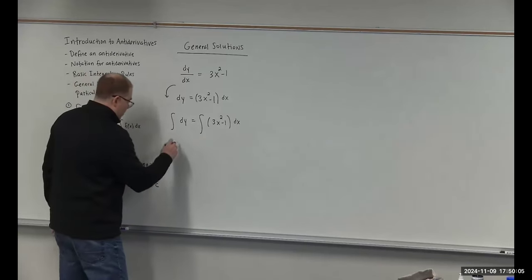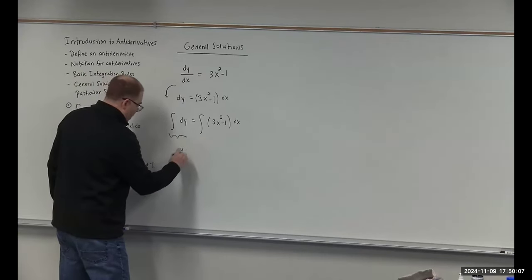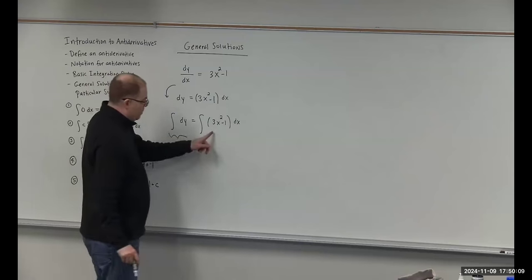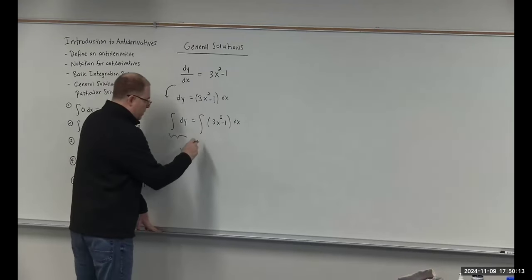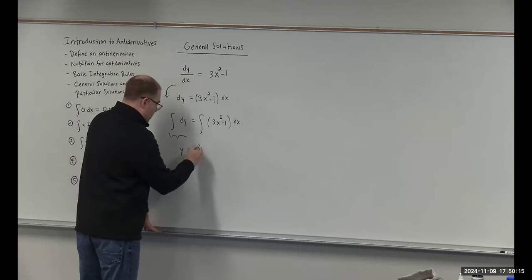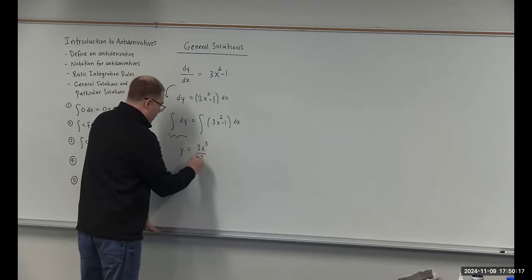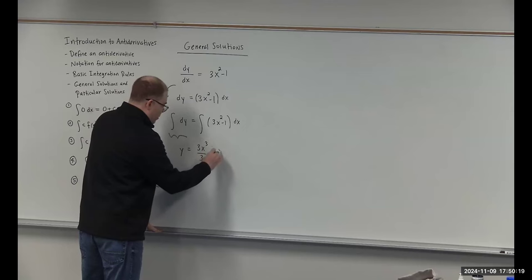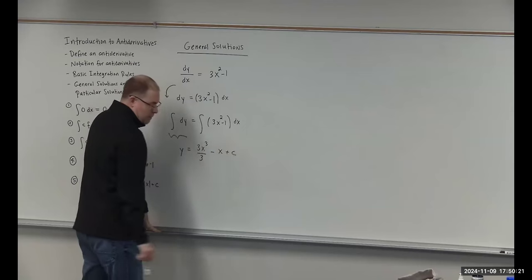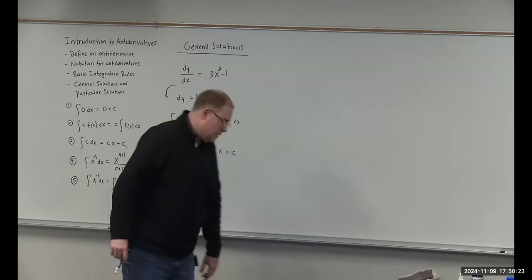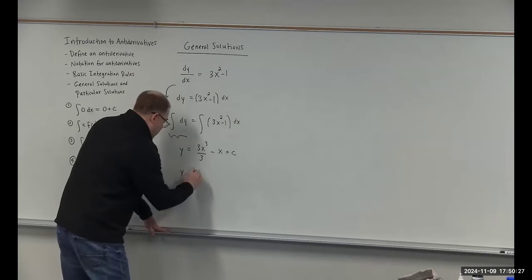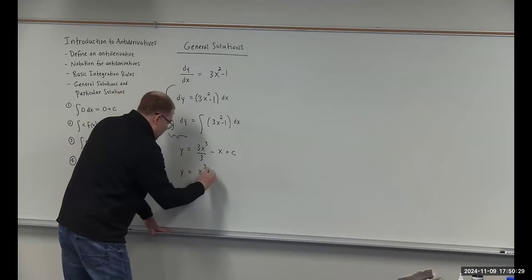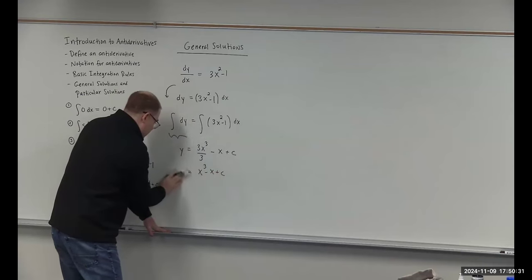Okay? And so now this is going to give us back y. Okay, and then we just apply our rules here. So the integral of 3x squared is going to be 3x to the power 3 over 3. And then the integral of 1 is just x. And then we have a constant here. So simplifying this is going to give us y equals x cubed minus x plus c.